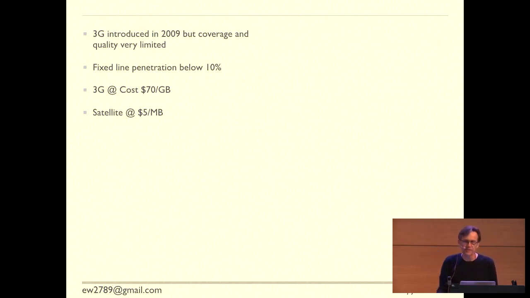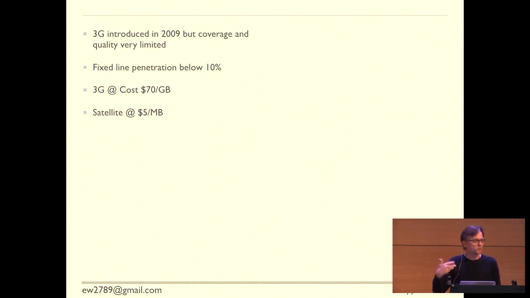But fixed line penetration is only about 10% in the country, so that's also no good. The cost of a gigabyte was around $70 per gigabyte, so that's pretty heavy. We weren't really sure what kind of data throughput we would have. So we also looked at satellite, like $5 a megabyte or something like that, but there's also the complexity of dealing with satellite, because we were thinking in terms of trying to do something in real time, because that's what we were working with.